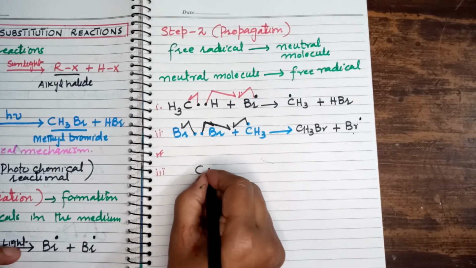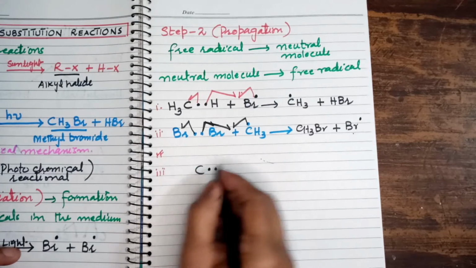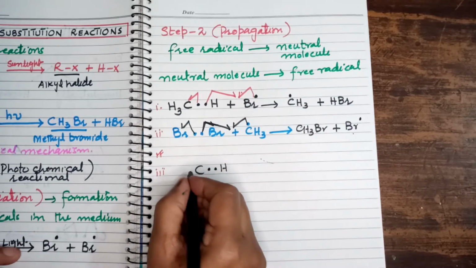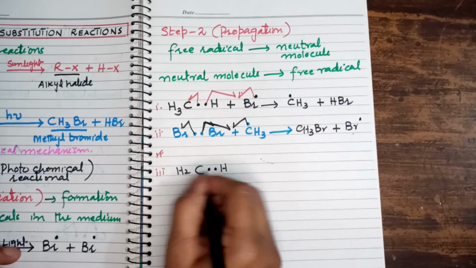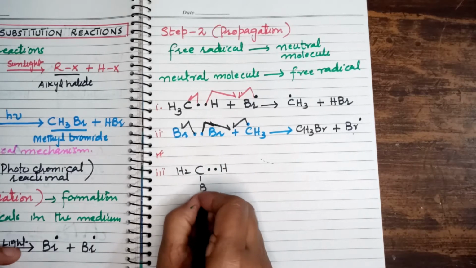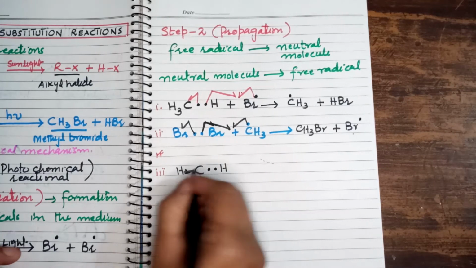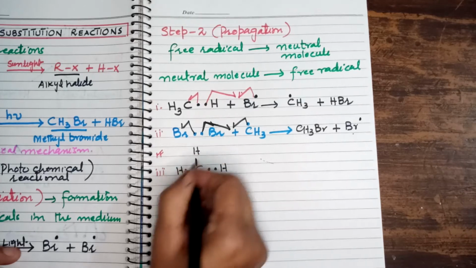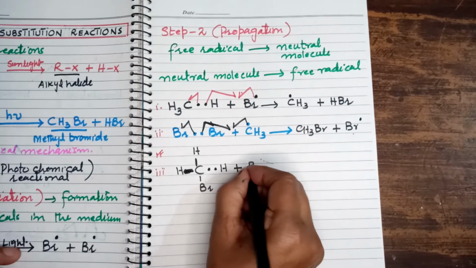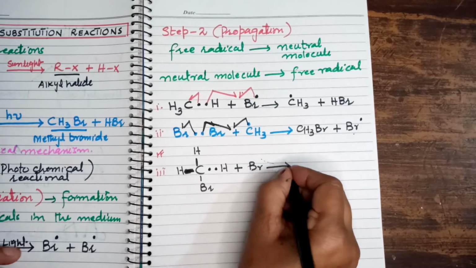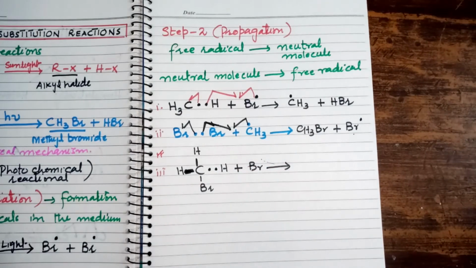We have here a single bond between carbon and hydrogen, and here we will attach H2, CH2, and here we will attach Br. We will attach one hydrogen over here, one hydrogen here, right? Right, students? Now here we have bromine free radical. Let's see how reaction proceeded.